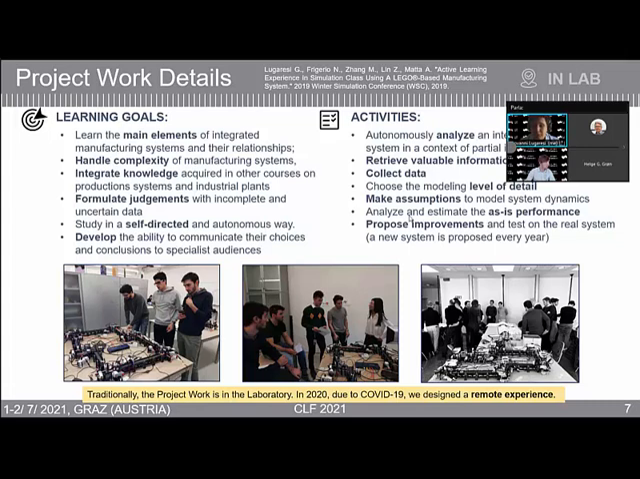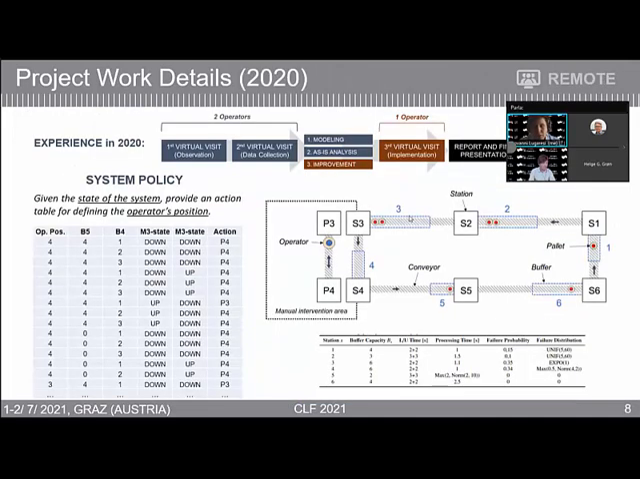Here is the outline of the experience. Basically, we switched the visits that the students were used to do in the lab to a virtual visit. The students can come virtually to the lab a couple of times. The first time is for a simple observation, and then they can also collect data from the system.